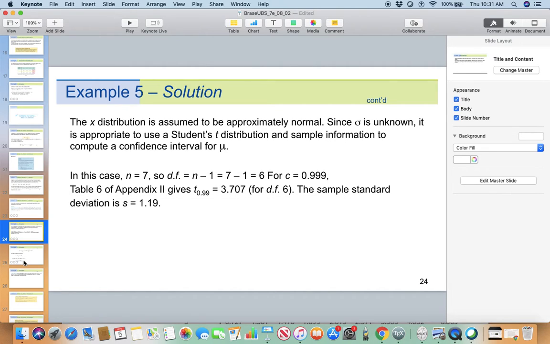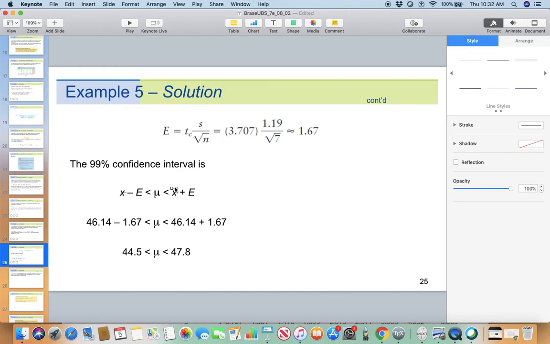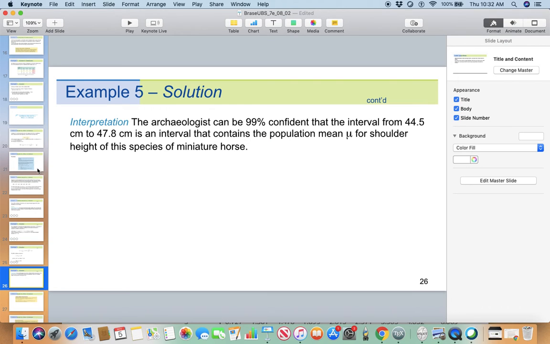All right. So with that, now you can find the error tolerance, or the maximal margin of error. Compute it. Now x bar minus E to x bar plus E, and that is your confidence interval. We will come to interpretation in our next video.